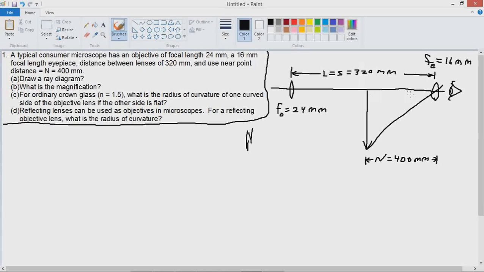And I'm going to put the distance of the image. This distance here between the lens and this is the image formed by the objective lens. And it is formed very nearly at the focal length of the eyepiece. There we go.